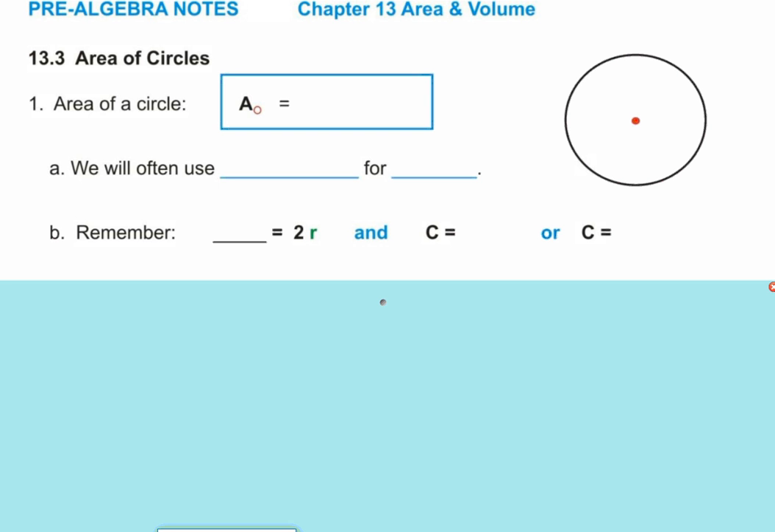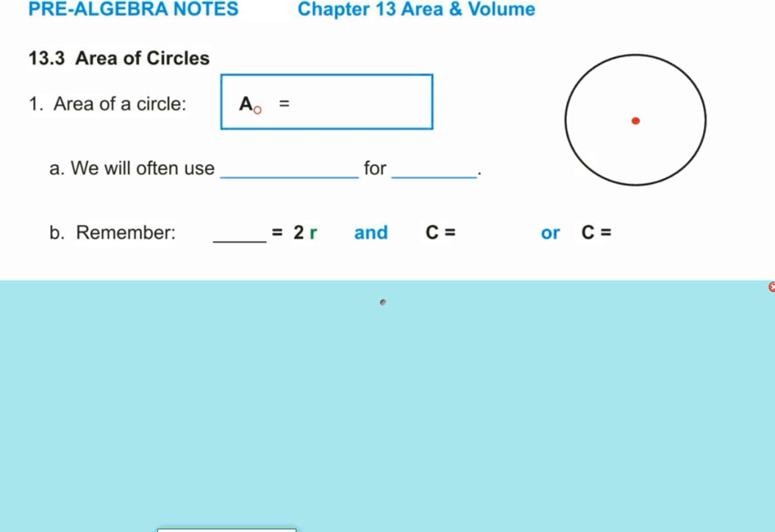All right, as we work our way through this area chapter, you've got to constantly be reviewing the formulas and keep them straight in your head. So we started off this chapter with area of a parallelogram.